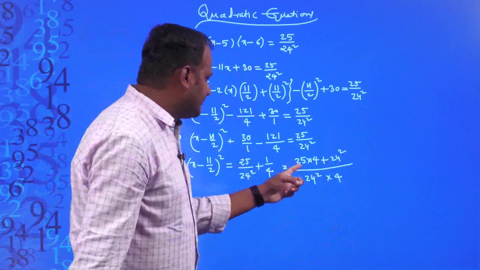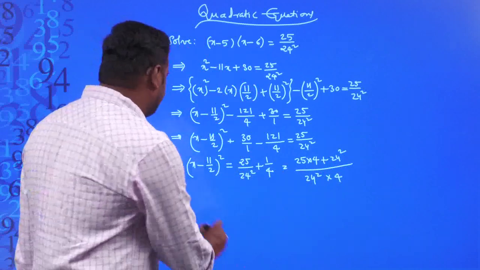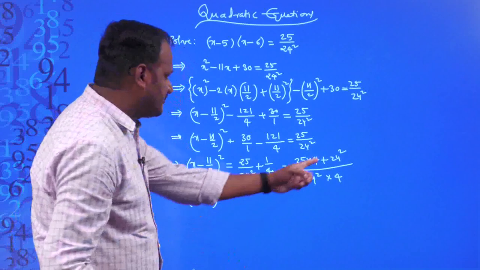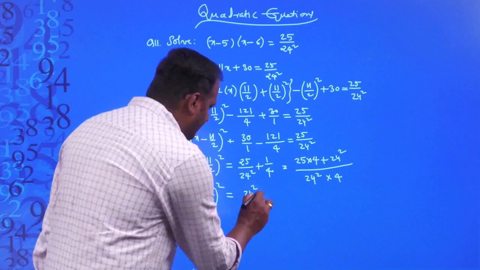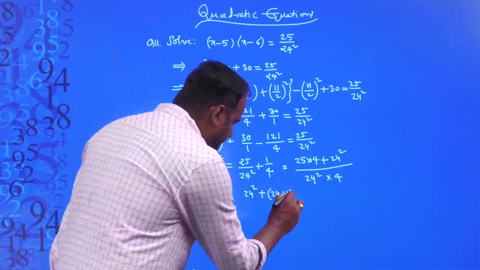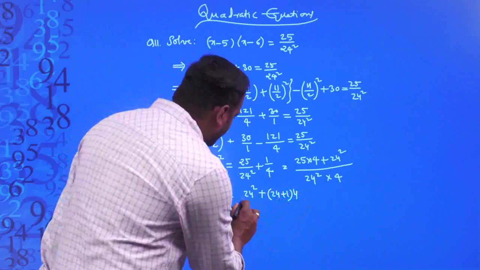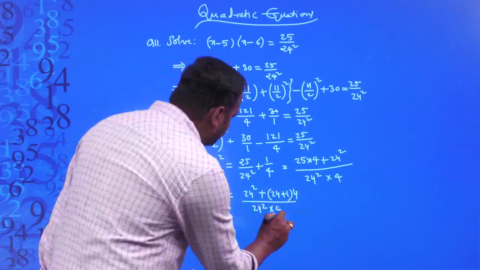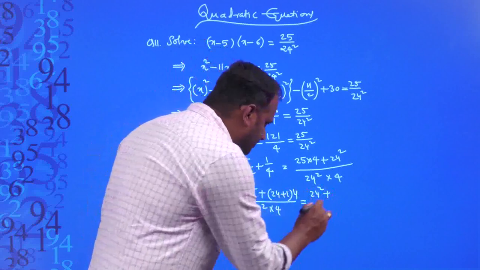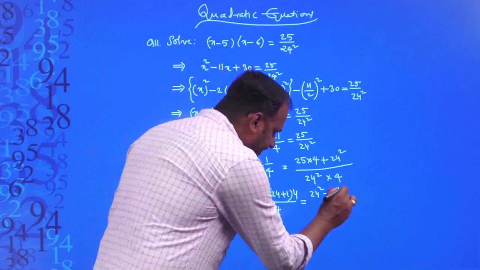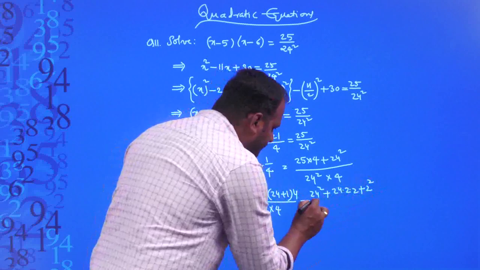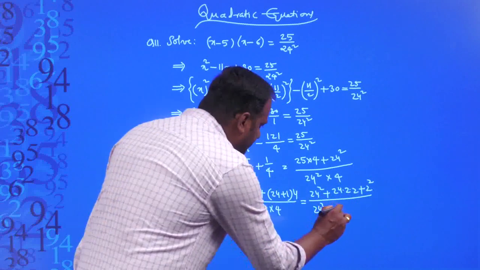Okay, now see here, this is 25 into 4 plus 24 square. How am I going to write that? This is x minus 11 divided by 2 whole square is equal to, this is 24 square, right? Writing 24 square plus, this is 25 into 4, right? I am writing 25 as (24 plus 1) into 4, whole divided by 24 square into 4, and then this is 24 square plus, this is 24 into 4, so 24 into 4 is there, right? I am writing it as 24 into 2 into 2 plus 1 into 4, which is equal to 4, that can be written as 2 square, whole divided by 24 square into 4, okay?